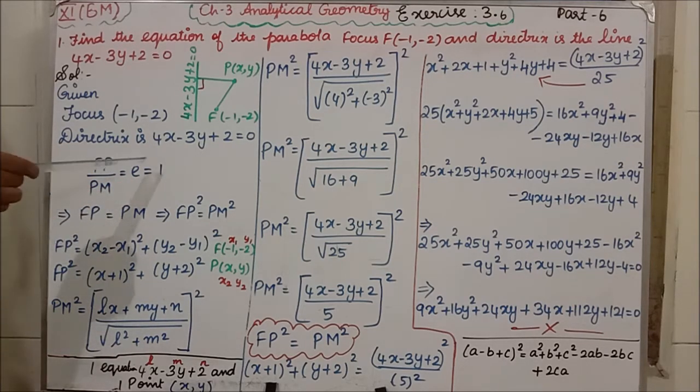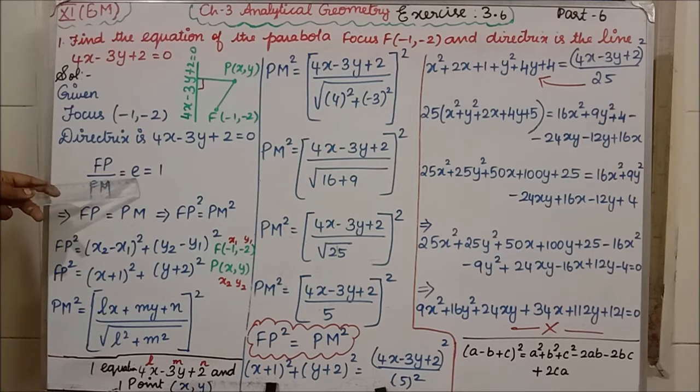I told you when the eccentricity value is equal to 1 only, it is a parabola. If it is less than 1 it is an ellipse, if it is greater than 1 it is a hyperbola. Do you remember? If the eccentricity E is equal to 1, then the conic is a parabola. So I have taken the constant eccentricity value as 1. If you do cross multiplication, PM into 1 is PM.